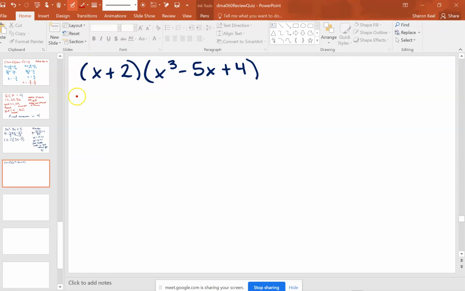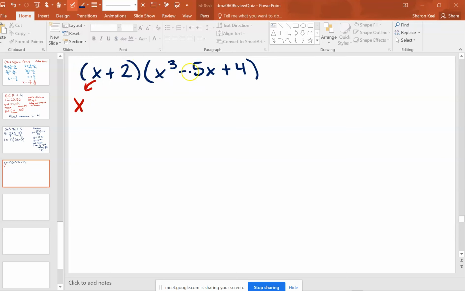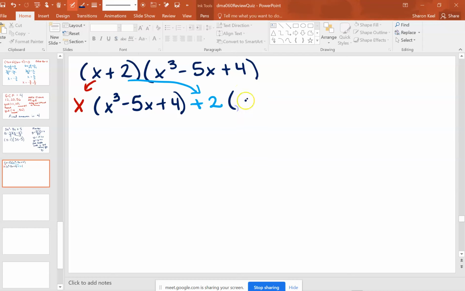I like to take, let's say, that x from here, and I'm going to multiply it times this entire parenthesis, x cubed minus 5x plus 4. Then I'm going to take this plus 2, I'm going to write it here, and I'm going to multiply it also by the second parenthesis. Now, what I have is like two simple distributing problems to work.